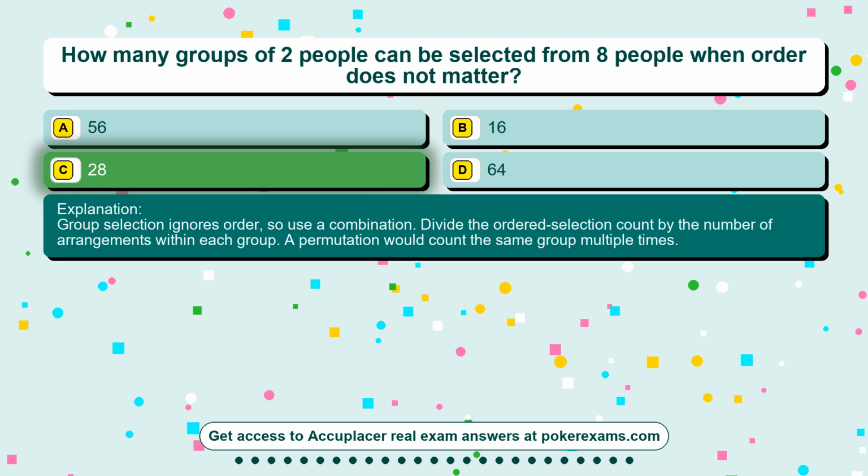Group selection ignores order, so use a combination. Divide the ordered selection count by the number of arrangements within each group. A permutation would count the same group multiple times.